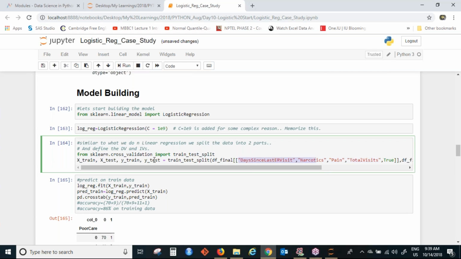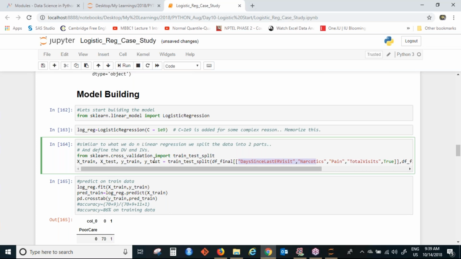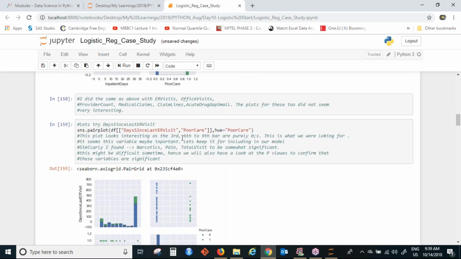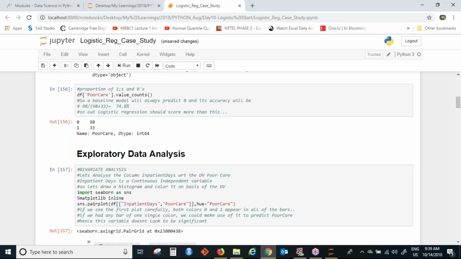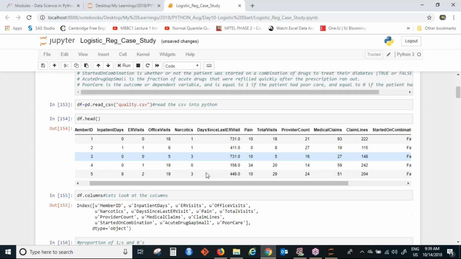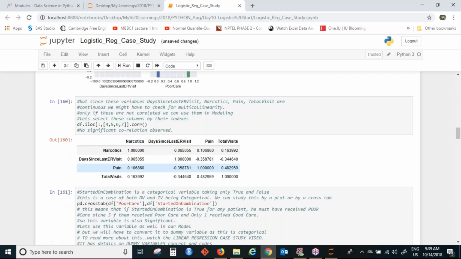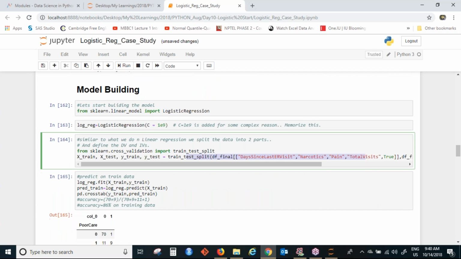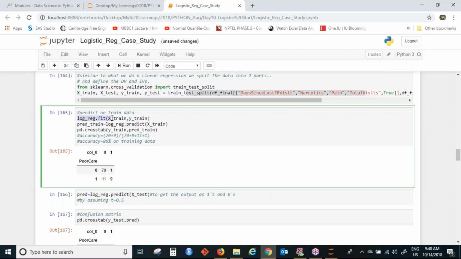Of course, before you use independent variables, you will have to convert the categorical variables to dummy variables. So remember, we used to convert the categorical variable to dummy variable. If you have any categorical variable, you will have to convert that to dummy variables using the same concept that we did earlier. So don't forget what you have learned in linear regression. And then you will split the data into train and test, and then you will run as you had earlier.